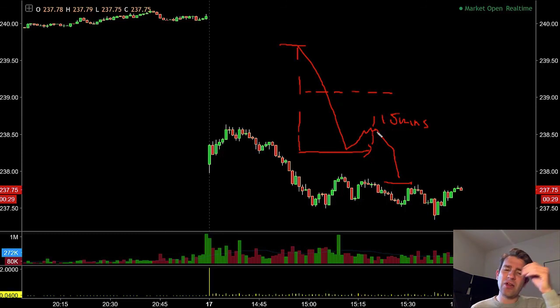So that's one way of looking at it. Let's look at another way of looking at trading these continuation gaps in the next video.